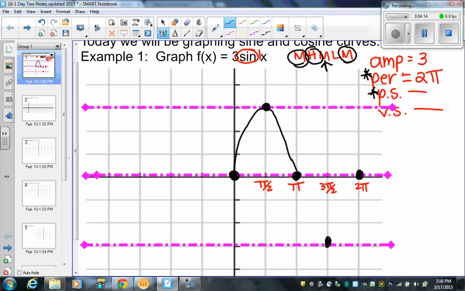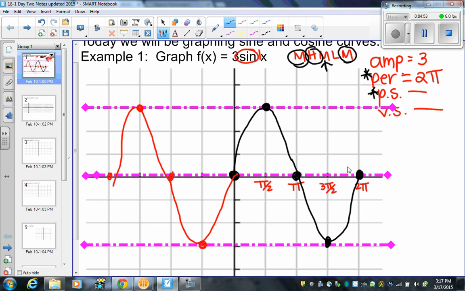Again, this is just one period of the graph. I could continue it to the right and to the left following the same pattern. If I was to continue this to the left, I would go from the middle, low, back to the middle, high, back to the middle. So that would represent another period of this graph. Remember, our domain is all real numbers, so it continues to the left, continues to the right. For now, all I'm going to ask you to graph is one period.